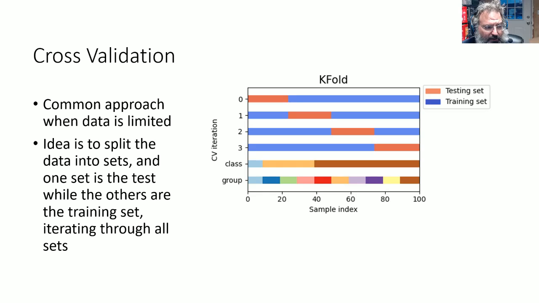It's ideal to split the data set into sets, and then one set is for test while the others are training, and you iterate through those sets in a combination sort of way. At the end of it all, you end up with a pretty good approximation of the overall process or approach that you're wanting to use.